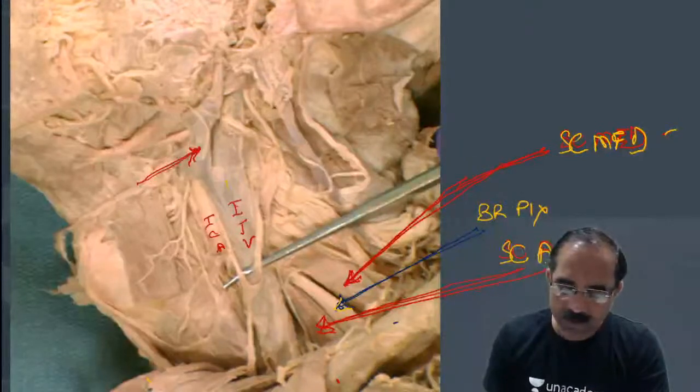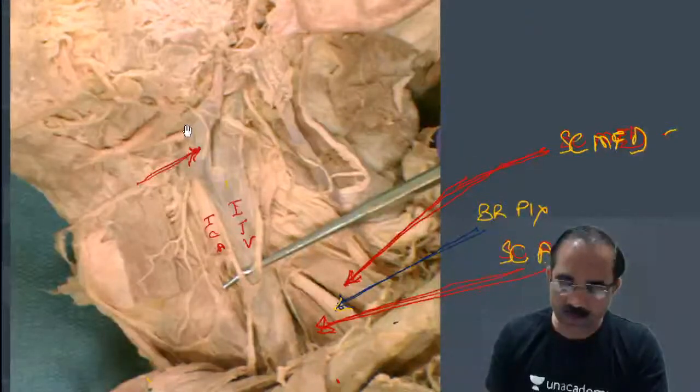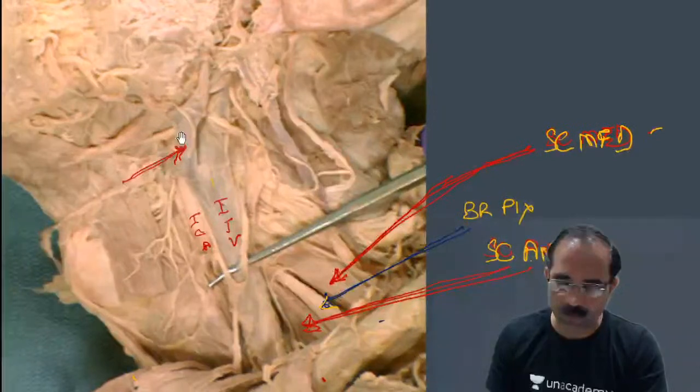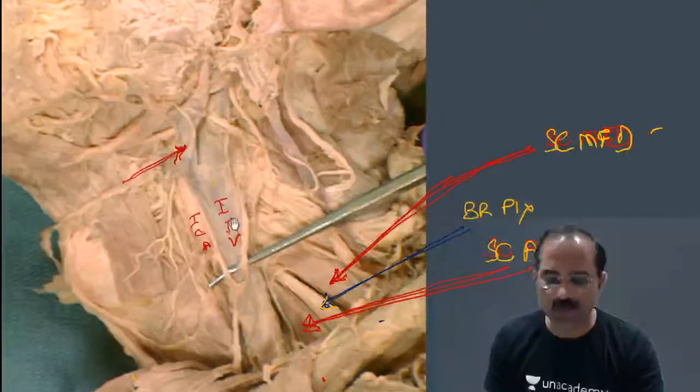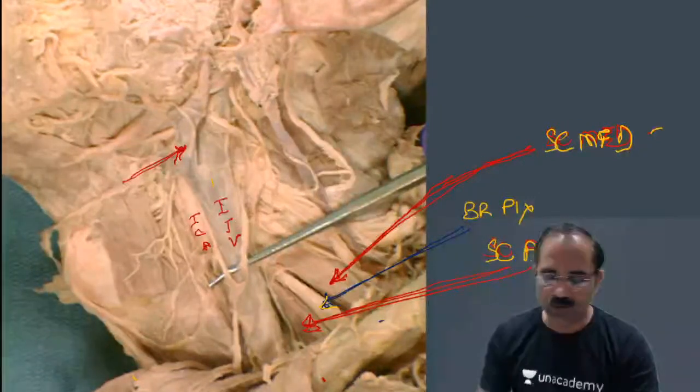See, this is the facial vein. Now I can't write on this. This is the facial vein. This is the anterior division of retromandibular vein. That's the common facial vein, and this common facial vein is going to drain into the internal jugular vein.